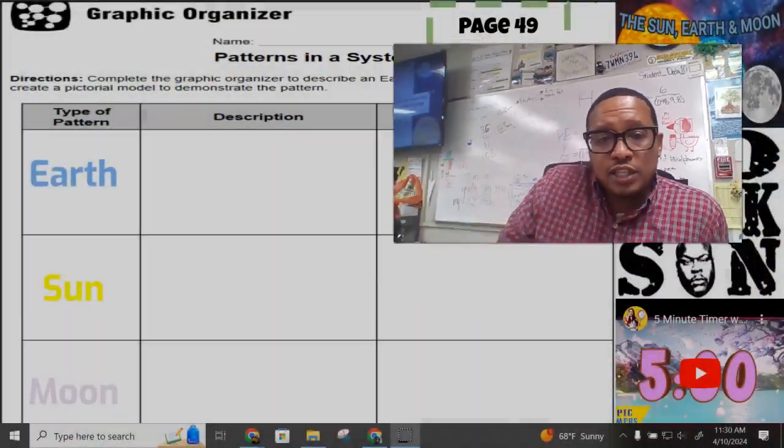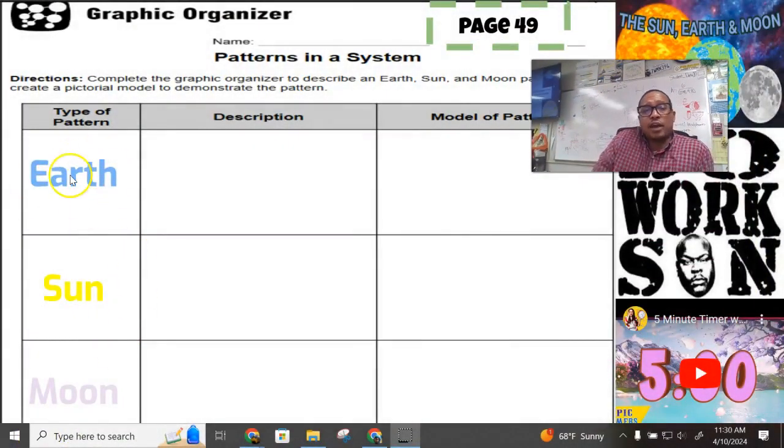So the question is, what is the pattern that Earth repeats? Describe that pattern. What is the pattern that the sun repeats? Describe that pattern. What is the pattern that the moon repeats? Describe that pattern and then draw said patterns right there where it says model of the pattern. So that's what you need to complete. So make sure that you get that done. That was on yesterday's video lesson.